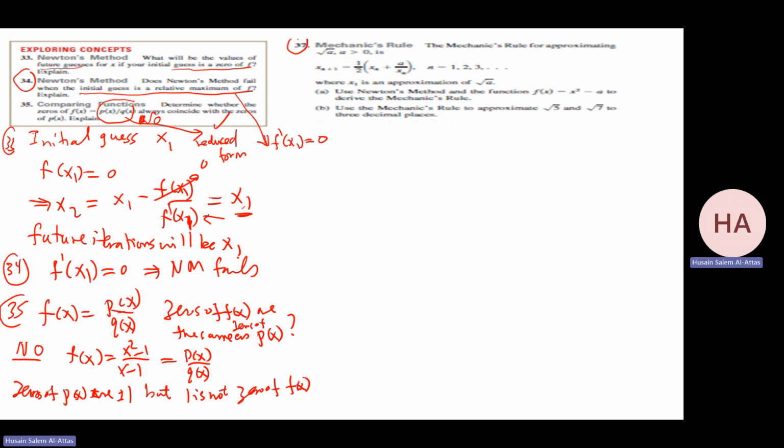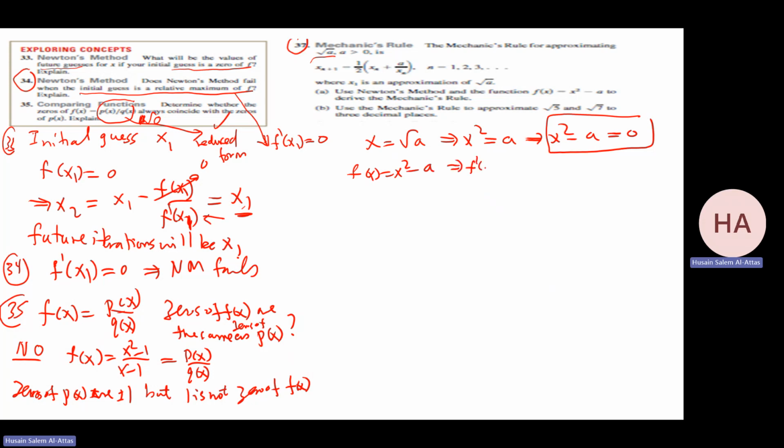What is 37? I want to approximate x equals square root of a, which means x squared is equal to a, which means x squared minus a equals 0. I want to solve this equation. I want to approximate this zero using Newton's method. So my f of x is x squared minus a. What will be f prime? It will be 2x.